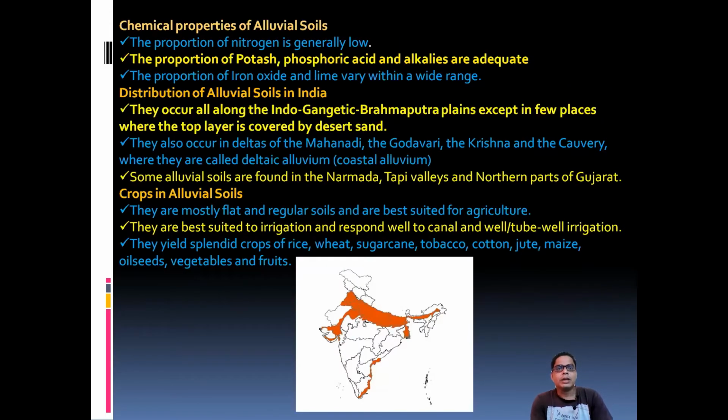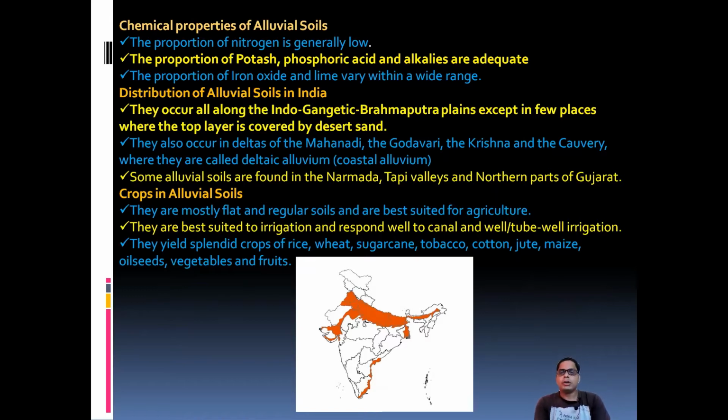Then the chemical properties of alluvial soil. The proportion of nitrogen is generally very low. The proportions of potash, phosphoric acid and alkalies are adequate in the soil. The proportion of iron oxide and lime varies widely from area to area. One area may have a huge amount, while another area does not.